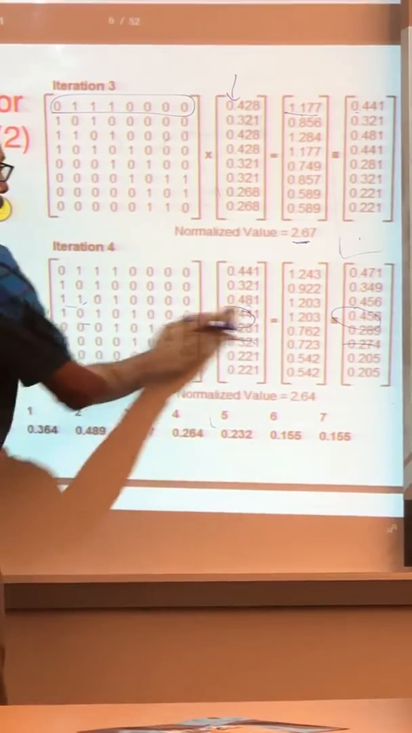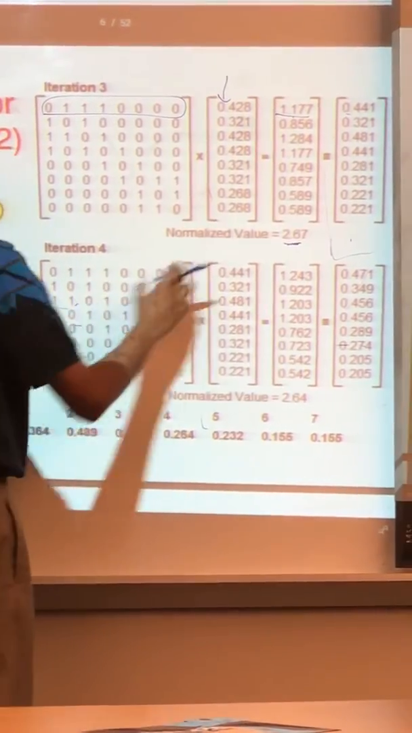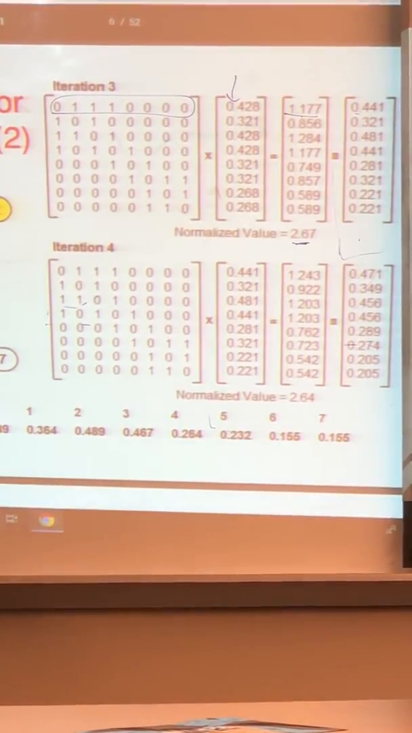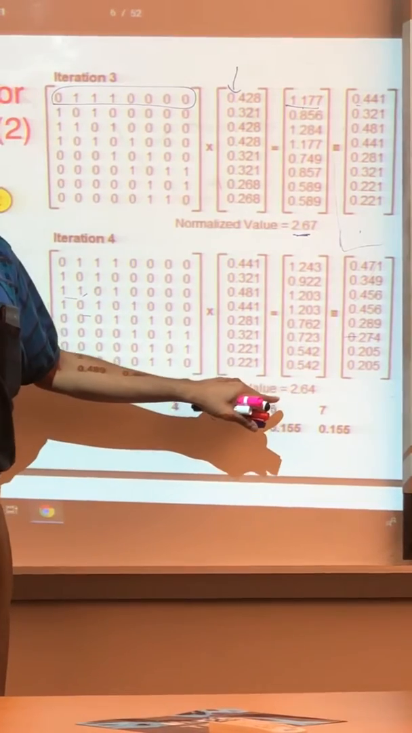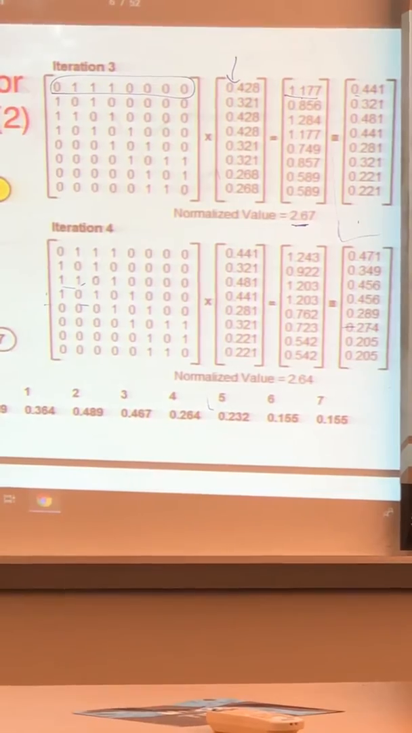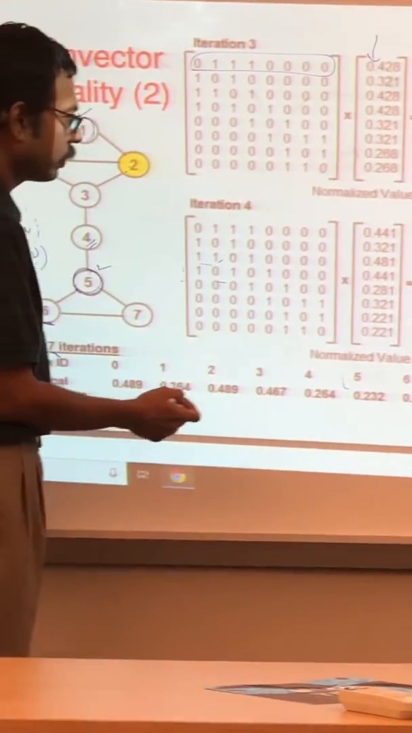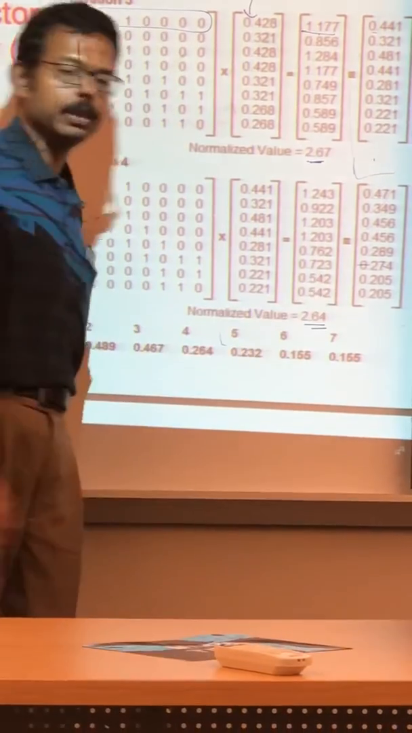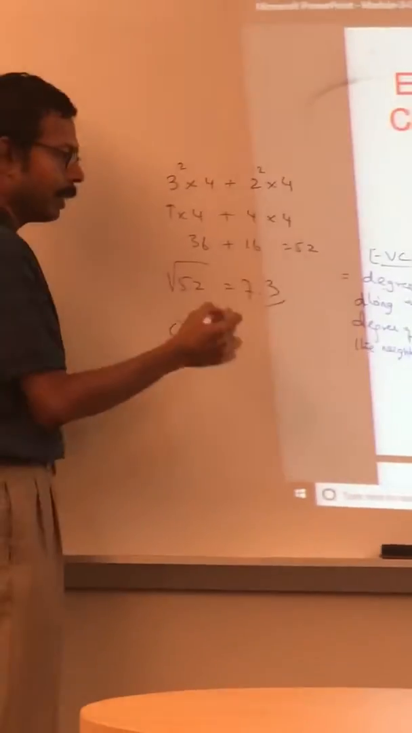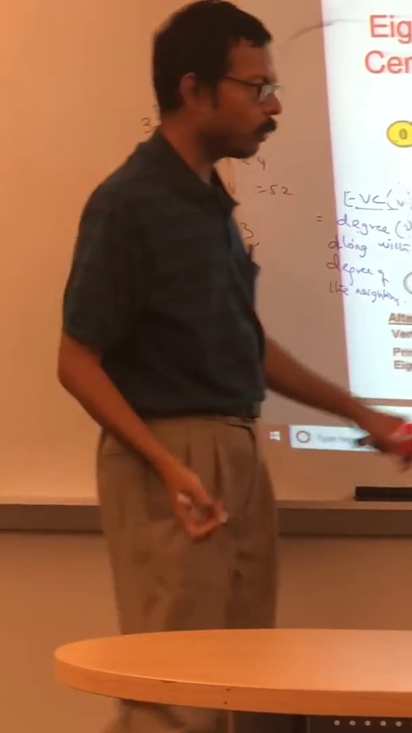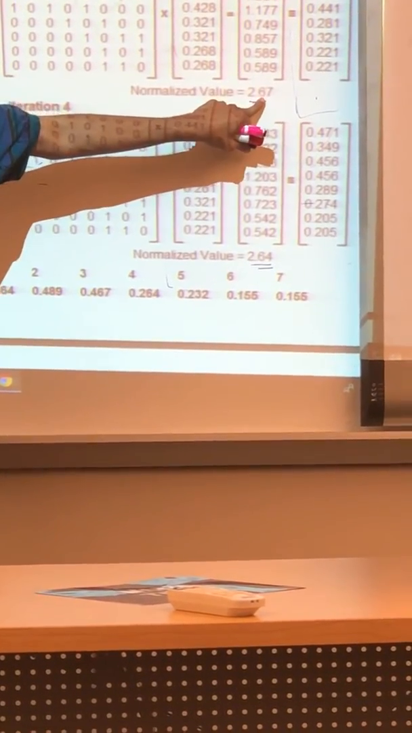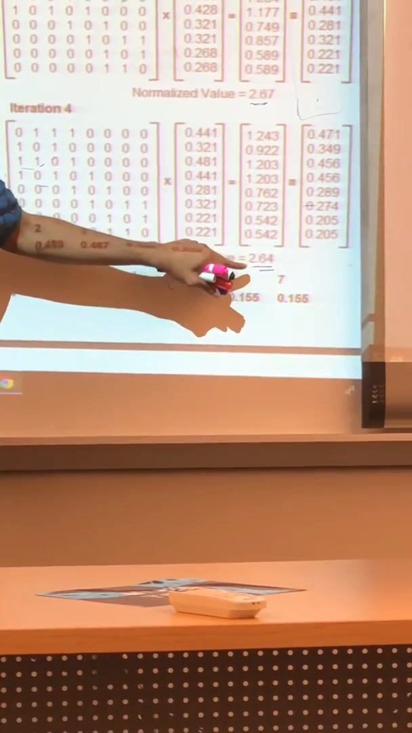In the fourth iteration, you multiply the adjacency matrix with this normalized column vector to get this one, and normalize the entries here, we get 2.64. So that's reasonably converged, 2.67 and 2.64. If you go through a few more iterations, after 7 iterations, you could get even more convergence. For exam purposes, I could tell you to use 1 decimal convergence or 2 decimal convergence. If I say 1 decimal convergence, you can stop here because 2.6 is the first decimal and 2.6 is the first decimal. So you can stop there.